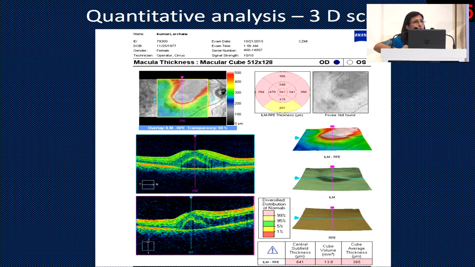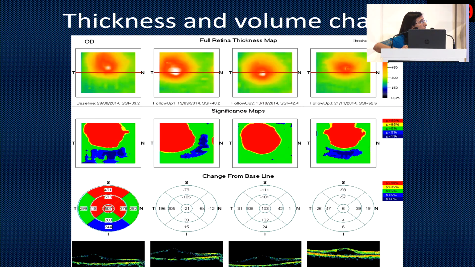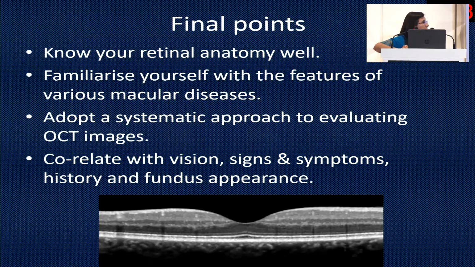Finally, coming to quantitative analysis, this is overall mapping of the thickness and the volume of the layer. This is very important because serial 3D scans tell us how it is responding to treatment, whether we need to change our treatment pattern. So monitoring that is important. Finally, whenever you're looking at OCT, you should know which disease may show which features. You should go systematically through all the points and always correlate clinically with the clinical pictures and the disease symptoms.